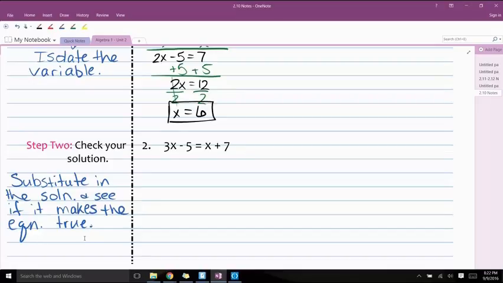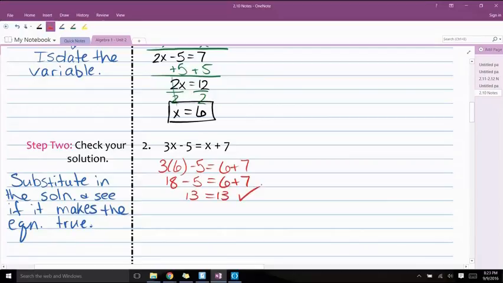Okay, so we're just going to take the steps we just said. So I'm going to just go ahead and plug in my variable. So 3 times 6 minus 5 equals 6 plus 7. We know the multiply, so then we have 18 minus 5 equals 6 plus 7. 18 minus 5 we know is 13. 6 plus 7 is 13. Hey, it made our equation true. x equals 6 is the solution.